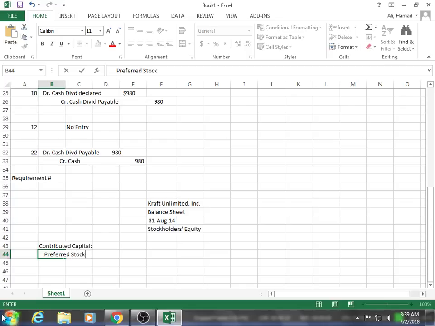So the preferred stock, we start with the par value, correct? We're going to put all the details. How much is the par value? $100. Okay, we're going to say 100 par value. Then we say how many shares were authorized of preferred stock. 5,000. We're going to say 5,000 shares authorized.